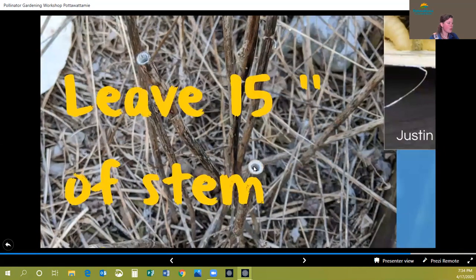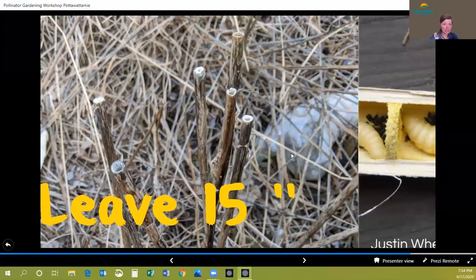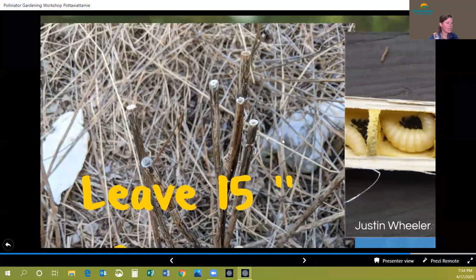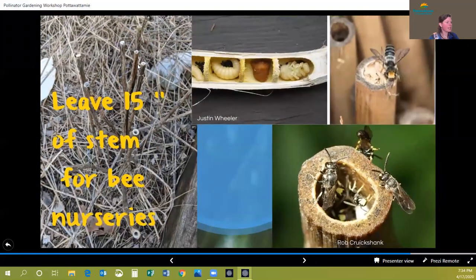And so when they died, or this spring after they were dead, I was cleaning up my yard a little bit. I was cutting down some of the really tall stuff, but I left about 15 inches of the stem so that the bees this year can have their babies in there. So this picture shows you how bees make these really cool little chambers inside these hollow stems. This right here is bee bread.